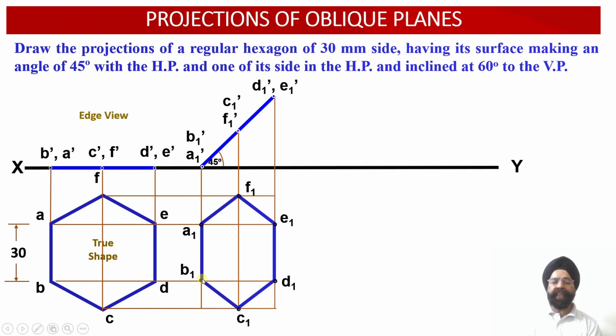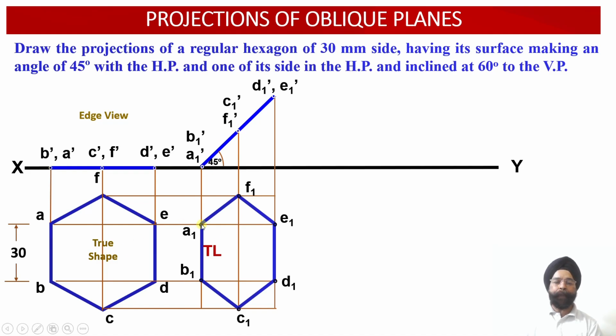edge A1 B1, it is still true length. Edge E1 D1, it is also true length. Why? Because E1 D1, even though it is lifted upwards, is still parallel to the horizontal plane. And edge A1 B1 is contained by the horizontal plane. So the lamina is resting onto the ground, onto this particular edge A and B over here. So this edge will still be represented as a true length, whereas A1 F1, F1 E1, B1 C1 and C1 D1, these four edges represent the apparent lengths, because this lamina surface is inclined with respect to the horizontal plane.